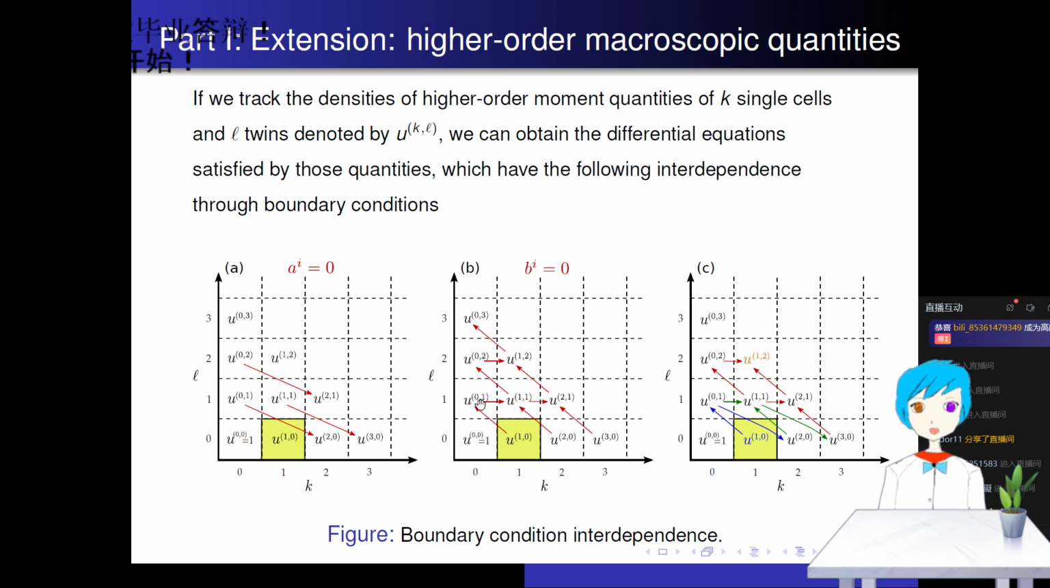The boundary condition for u of 0 and 1 depends on u of 1 and 0. So we have this interesting interdependence through the boundary conditions, which means we can actually solve the density satisfied by higher order quantities through this boundary correlation pattern, but this is a little bit too complicated, so we don't include the complete PDE here for those higher order quantities.